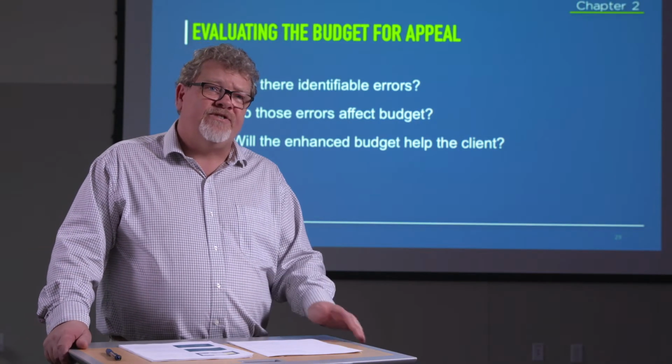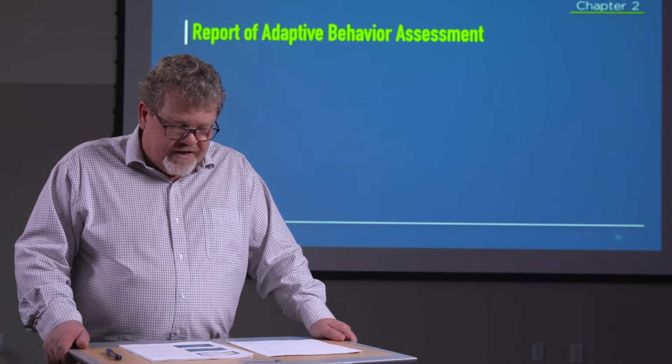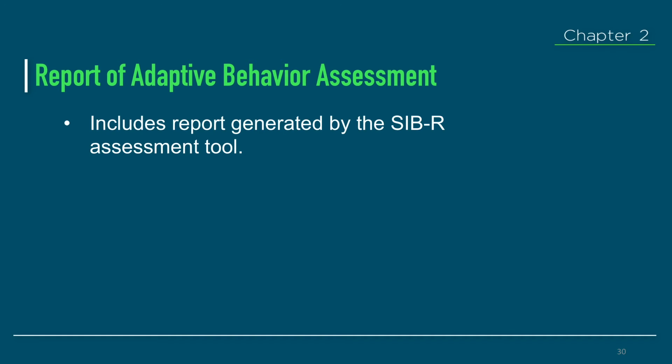The final attachment you're going to see in the budget tool is the Report of Adaptive Behavior Assessment. This is the report generated by the SIBR tool. It's generally of limited use in budget appeals. What it does do is lay out the general maladaptive index and the broad independent age, both of which can have an effect on the budget.